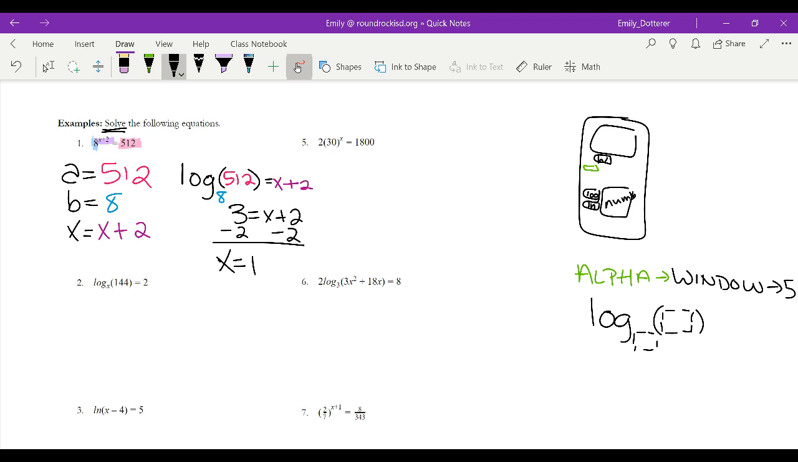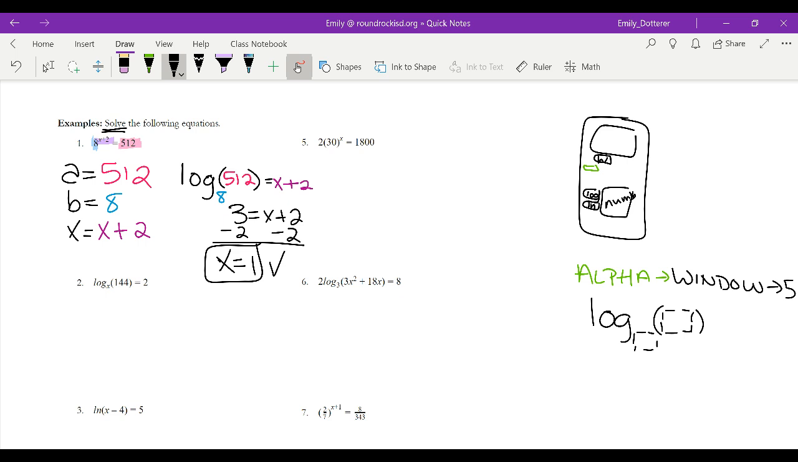Now we do need to verify our solutions. Generally for today it'll probably be fine, but 8 to the 1 plus 2 gives us 512. This one's good. 1 is our answer. Sometimes it won't be, because we can't have a negative base. So that can cause an issue.